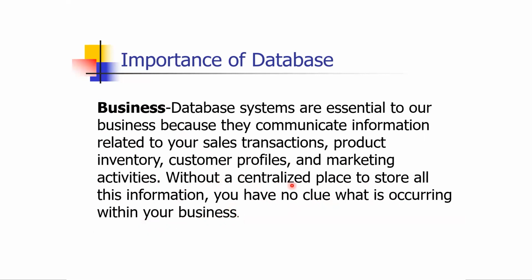Without a centralized place to store all this information, I have no clue what is occurring within our business. Centralized place means not only me, the others should also have access so that they can understand what's going on here. Centralized means if I have 4 branches, I should have the information of branch 1, 2, 3, 4, all. So data is very, very important in a business, either a small business or a large business, but I should have the detailed information.